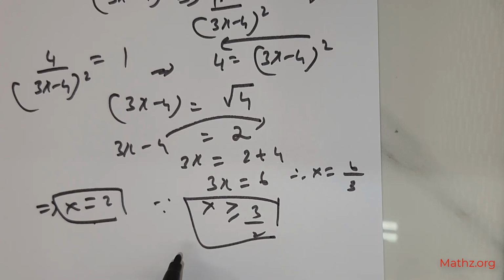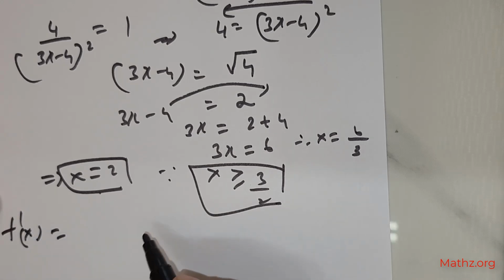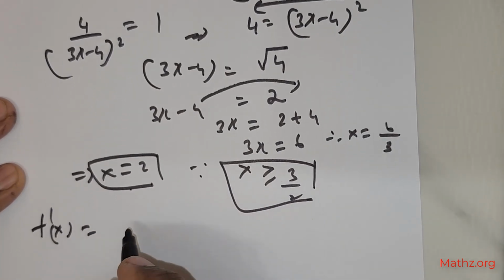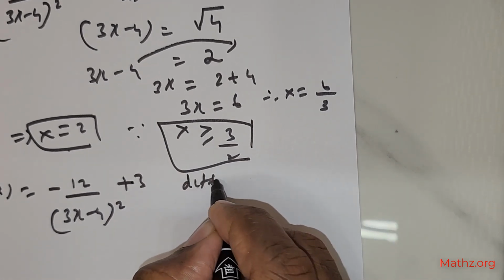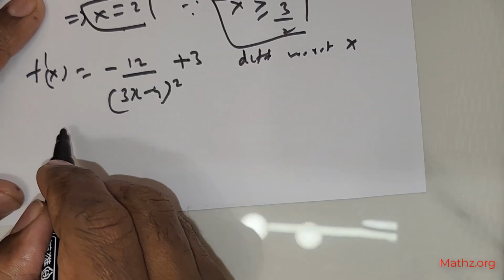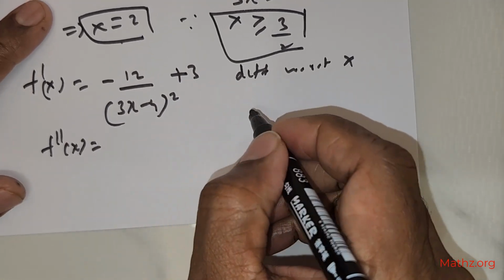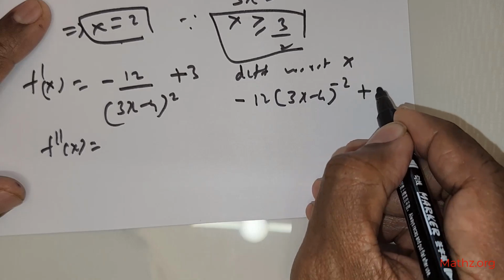we need to find if the point is maximum or minimum. So this is my functional value. So f dash of x is equal to what? f dash of x is equal to, this is the differentiation value, right? So let me write that down. Negative 12 over (3x minus 4) the whole squared plus 3. Now you differentiate this with respect to x again, and you find the double derivative f double dash of x. Now this is actually negative 12 times (3x minus 4) raised to the power of negative 2, plus 3, right?